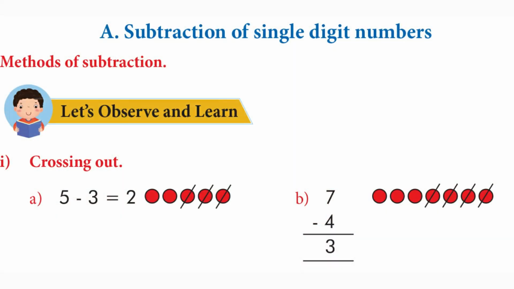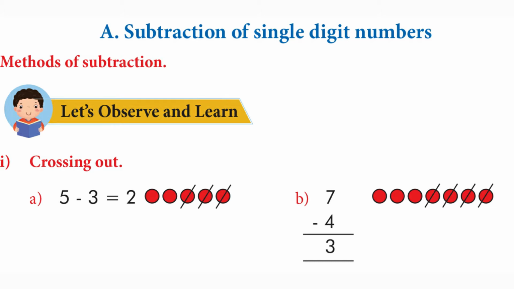The first method is crossing out. 5 minus 3 is equal to 2. How do we get that? Now look at the 5 circles that are given there. Now when we cross out 3, 1, 2, 3 have been crossed out. How many circles are left? 2, right?